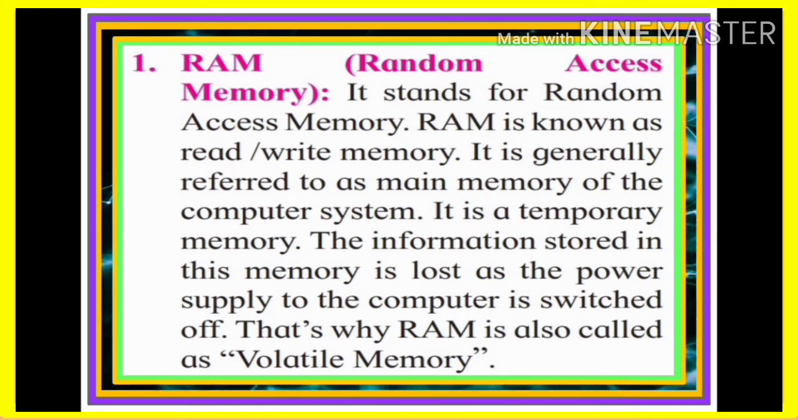When the user enters something through the input devices, it goes to the RAM. You can edit the content of RAM and use it. That's why it is called read and write memory. The content of RAM is lost if the power supply is off. That's why it is called volatile memory. It is not a permanent memory. It is a temporary memory.